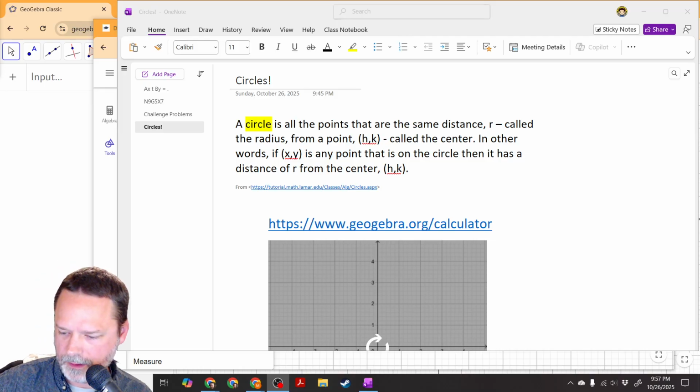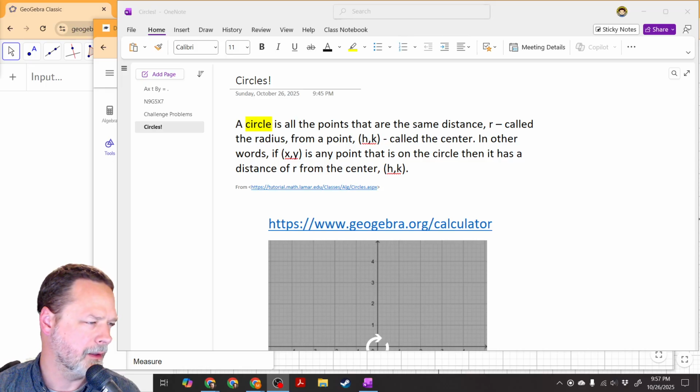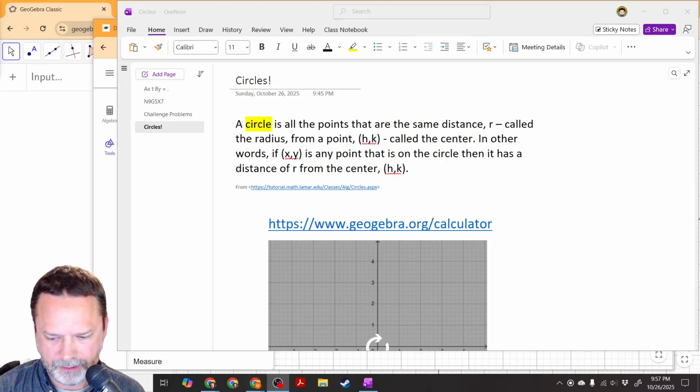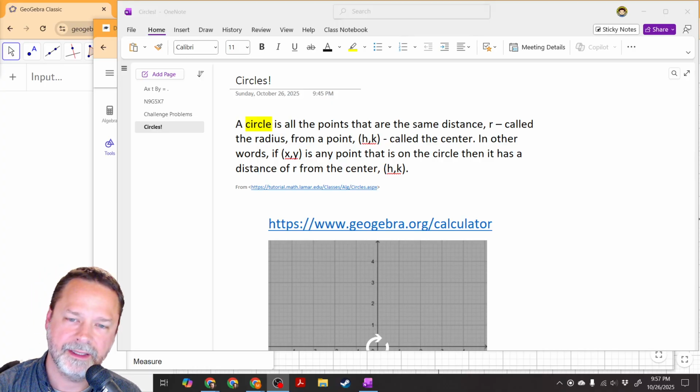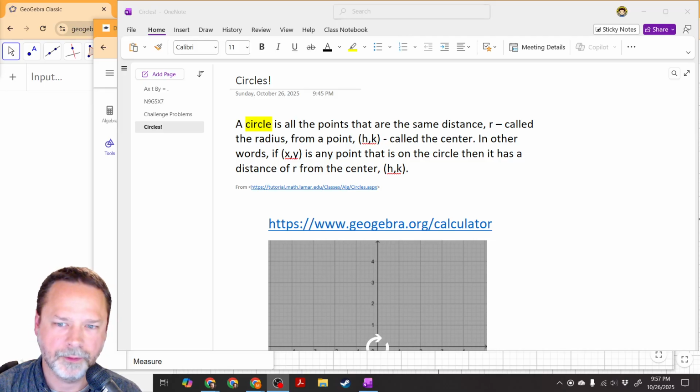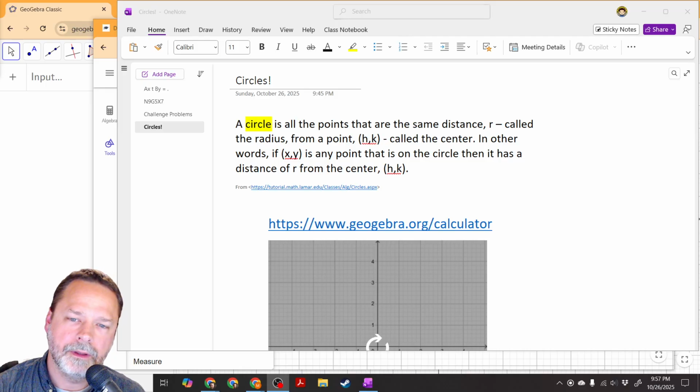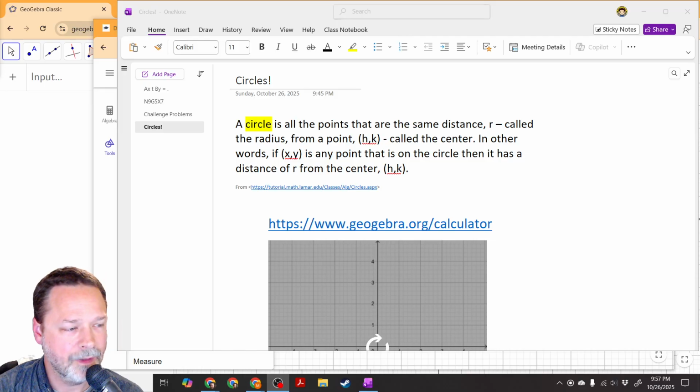Algebra. Doing some algebra, but you might call this geometry depending on your class. However, I'm going to teach this for algebra. We're talking about circles today. So, the best way to start talking about circles is to well define them.